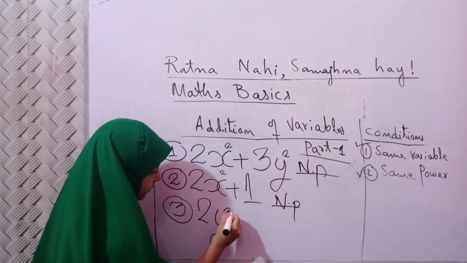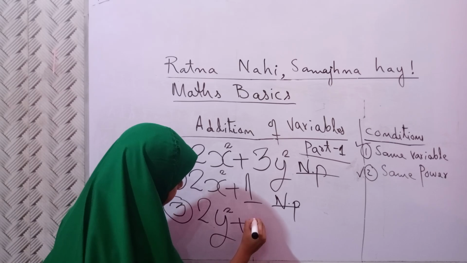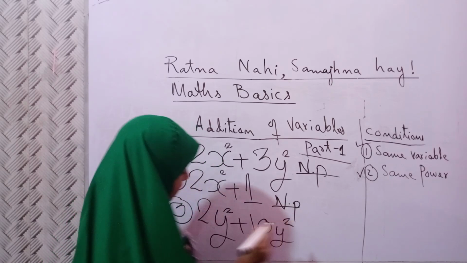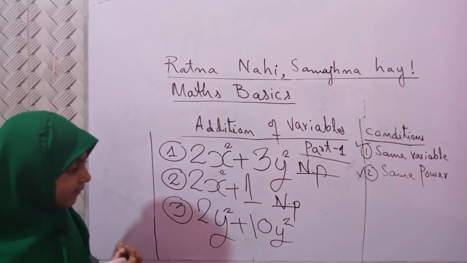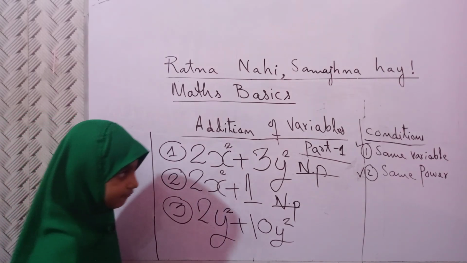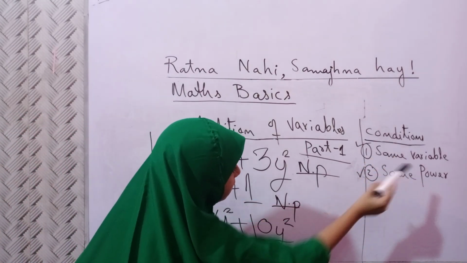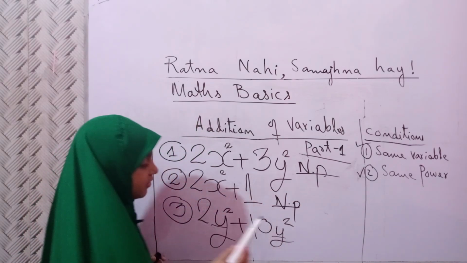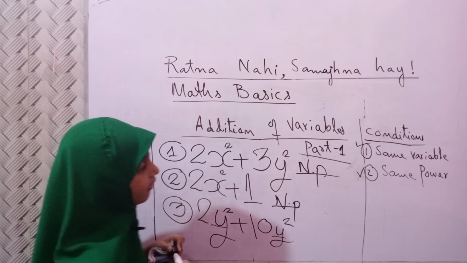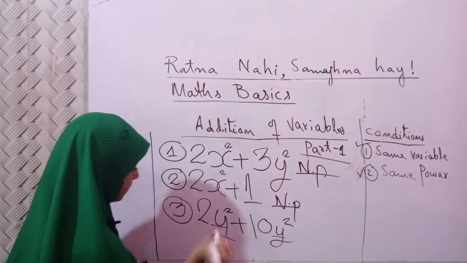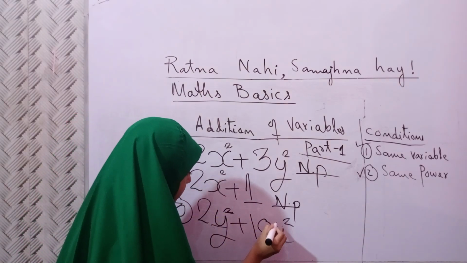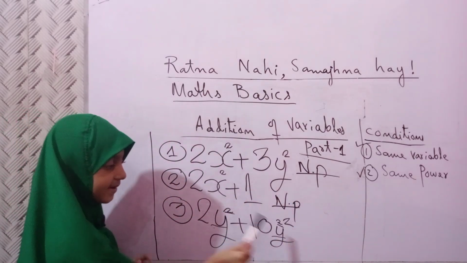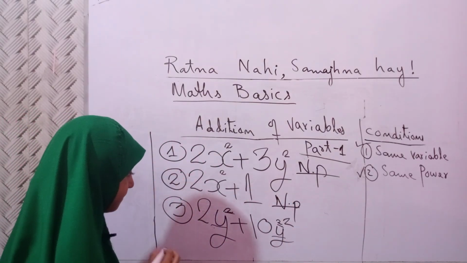x square plus 10y square. Now we will see the same variable and same power. First condition, same variable. You can see y and y. Now same power. You can see there is the same power too. That's why it is possible.